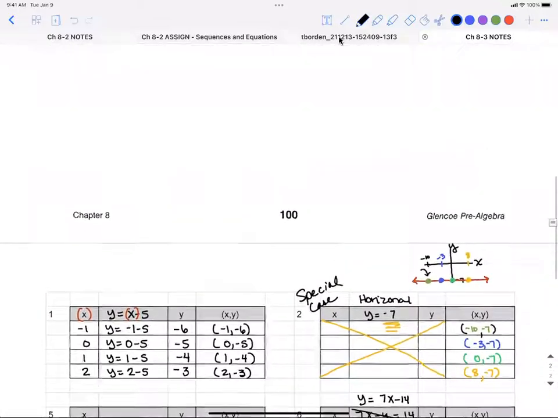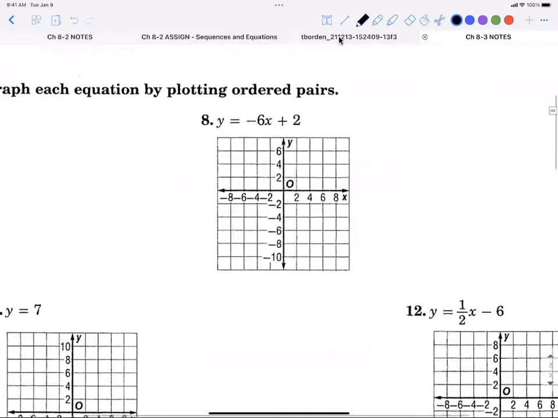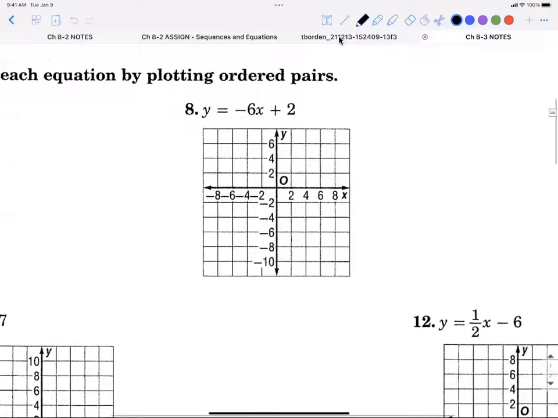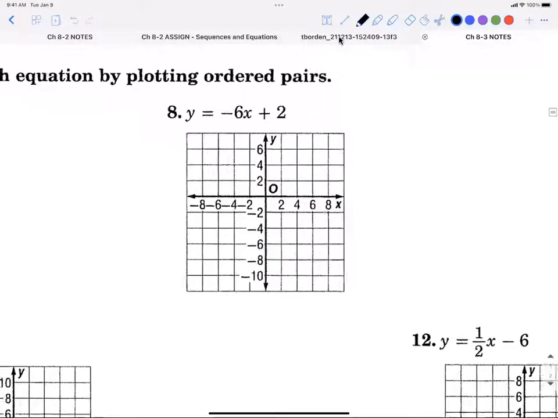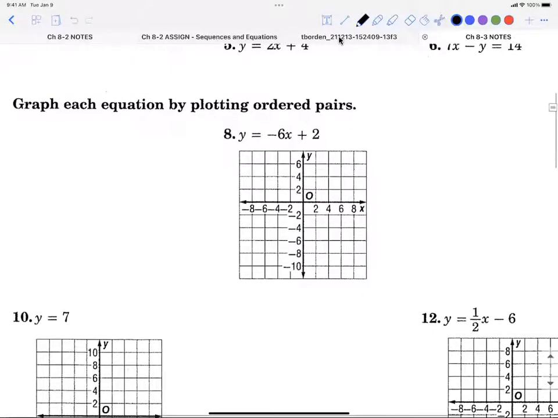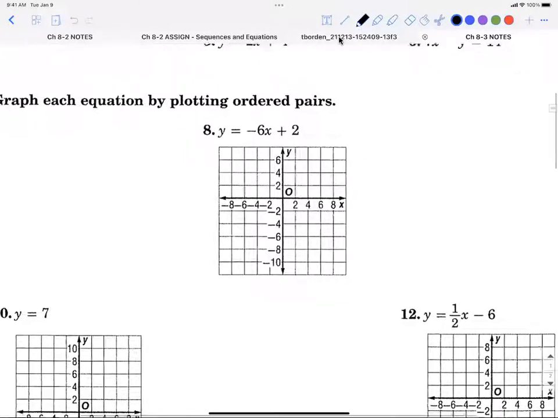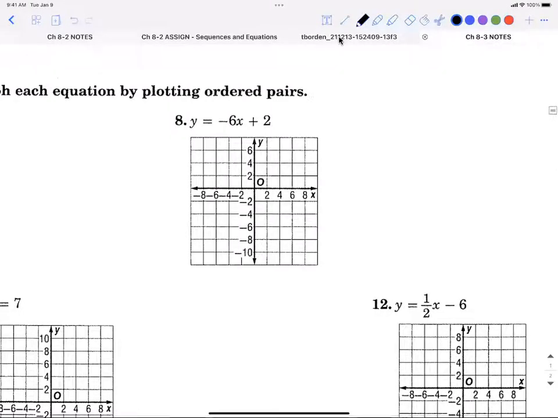All right, now I want to go to the bottom half of your notes. We're going to skip number 5 on your notes just for time's sake. And I want to talk about the bottom half of your notes, which says graph each equation by plotting ordered pairs. Okay, so in order to plot ordered pairs, we have to find them. So we're going to use our tables on the back again. And a couple of things I want to point out. One is we're going to be graphing these.